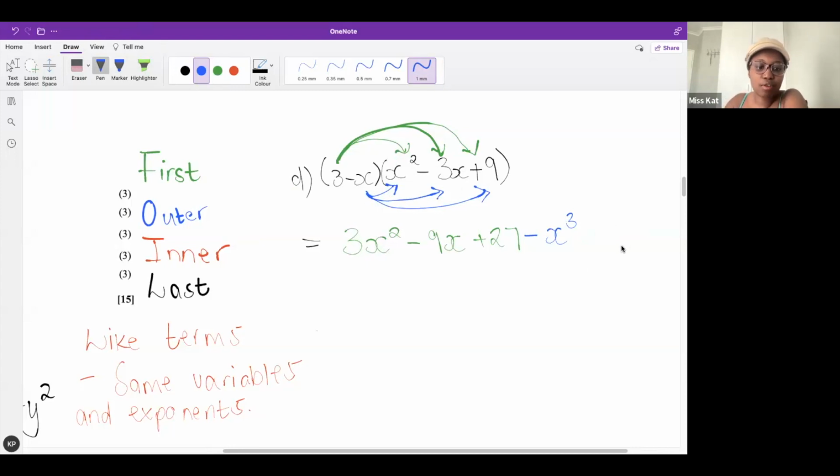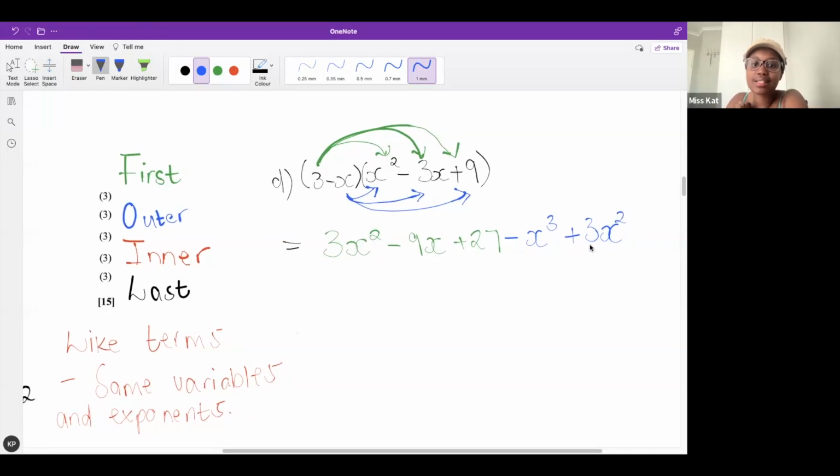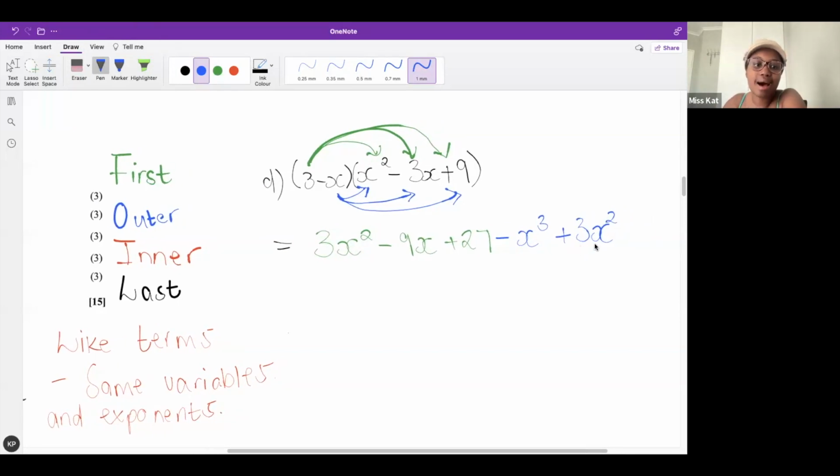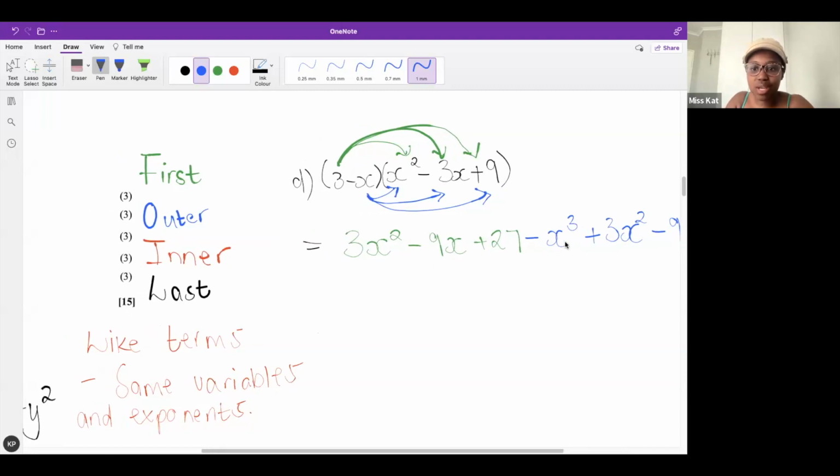Now we have negative x times negative 3x. A negative and a negative give you? Nice, a positive. We have a 3 and 2 x's. And the last one is negative x times positive 9. Negative x times positive 9 is negative 9x. Once again, we have to check if we can simplify.